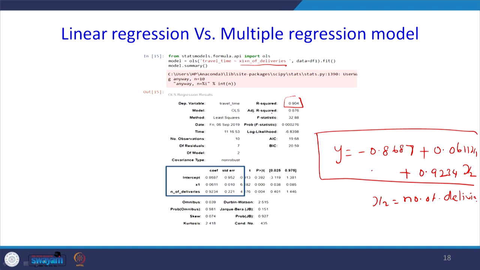Then, there is one more term, adjusted R square. In many previous lectures I said I would explain it in the next lecture, but I was not able to do that. Now, in this lecture, I will explain the meaning of adjusted R square.